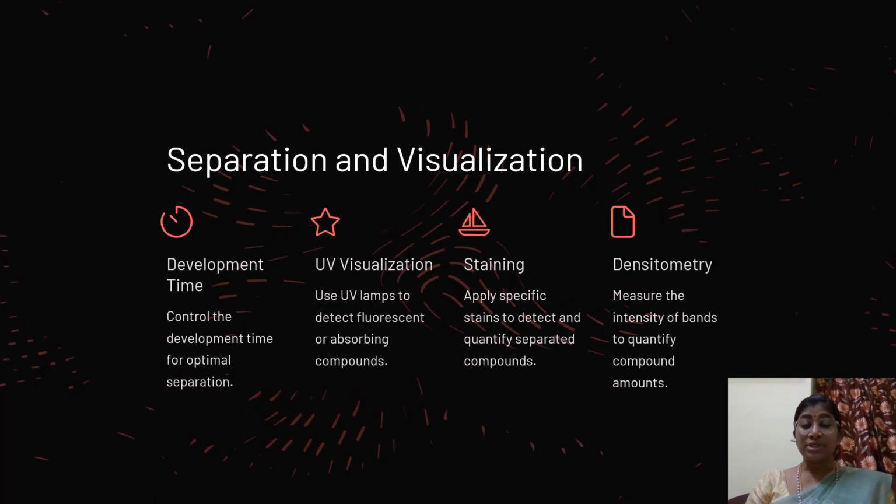So here we need separation and visualization. That is development time: control the development time for optimal separation. Use UV lamps to detect fluorescent or absorbing compounds. Staining: apply specific stains to detect and quantify separated compounds. Densitometry: measure the intensity of bands to quantify compound amounts.